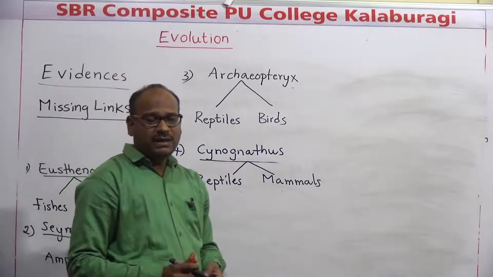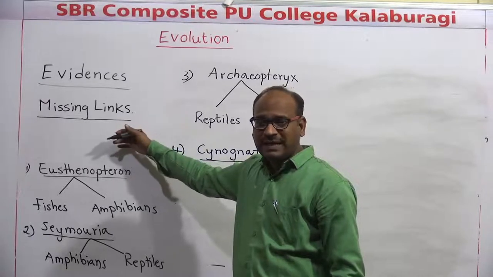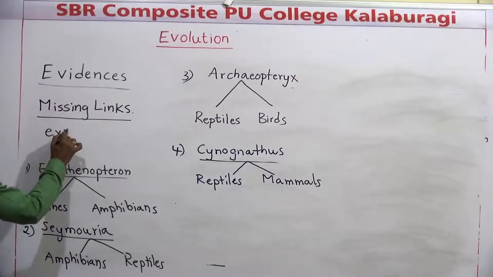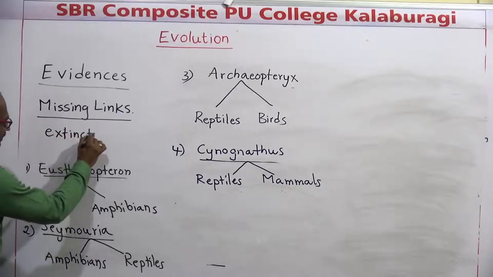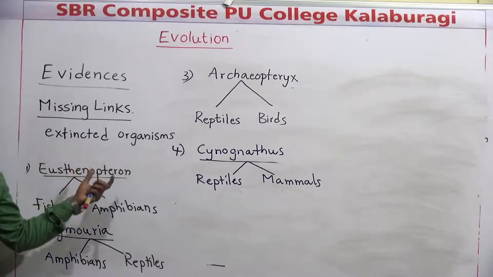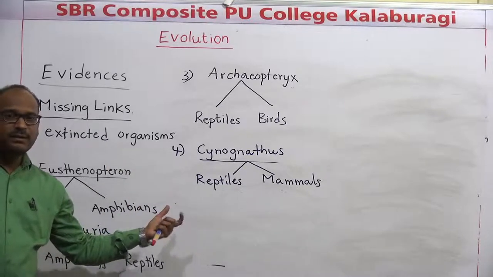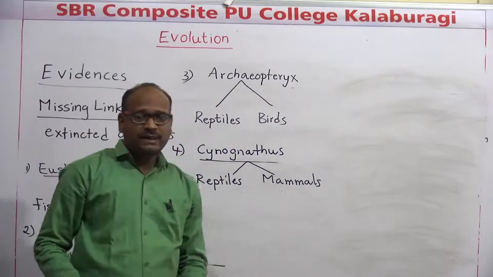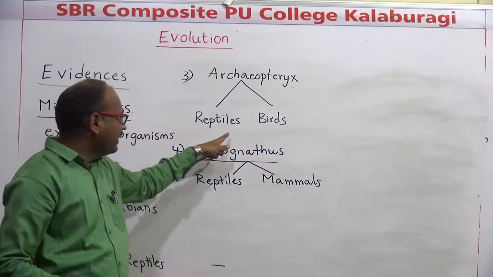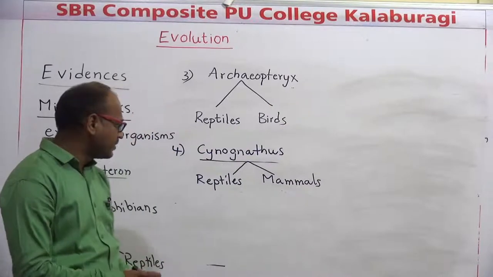So these are some examples of which one? Missing links. Missing links, are they extinct or existing organisms? They are extinct organisms having the features of two different life forms. These are the different missing links. Here this Archaeopteryx is very important. We have to discuss what were the reptilian features of Archaeopteryx and what were the avian features of Archaeopteryx. Let us see.